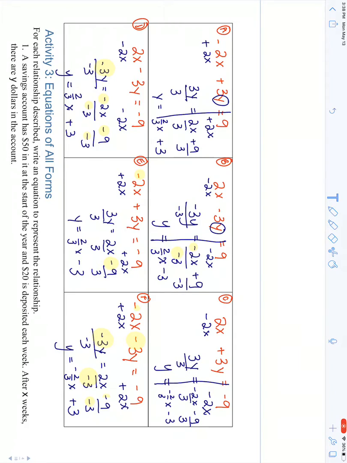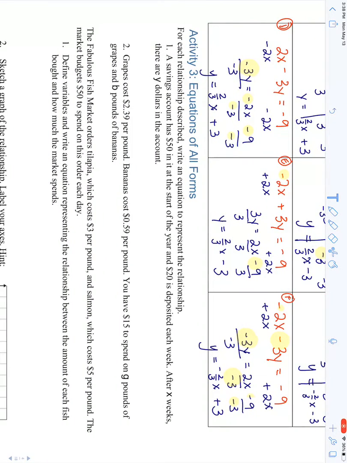Moving on to activity 3, equations of all forms. For each relationship described, write an equation to represent the relationship. I want you to try number 1 and number 2 really quick. It's only going to take you a few seconds. And then come back to me. Go ahead and pause.